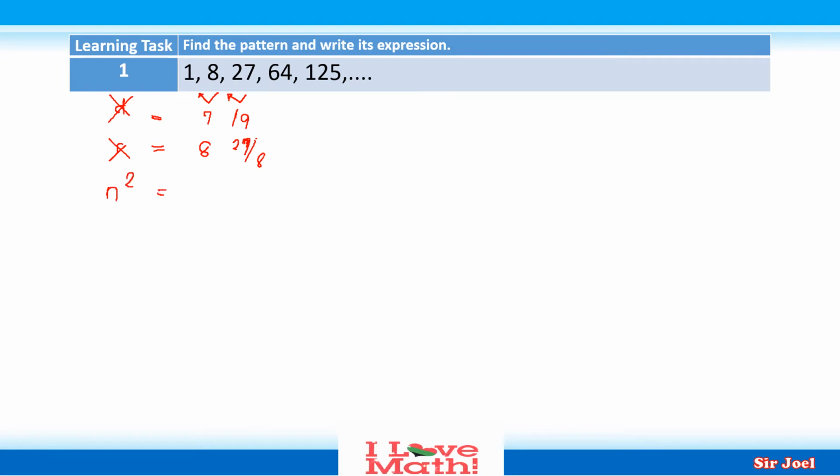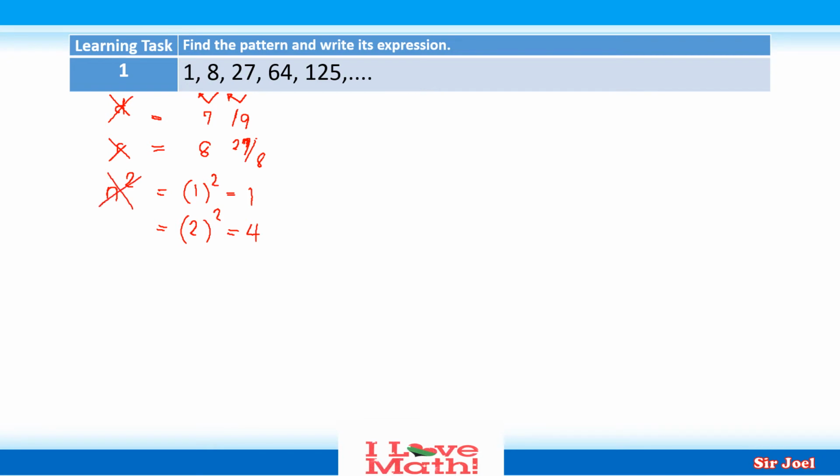N squared. Anong ibig sabihin ng n squared? Di square natin yung first term. So, 1 squared, the answer is 1. Pasok. Pero kung halimbawa yung kasunod na second term, 2 squared, ang sagot lang nito ay 4. And that is wrong kasi dapat ang lalabas ay 8. So, hindi rin pwede ang n squared.